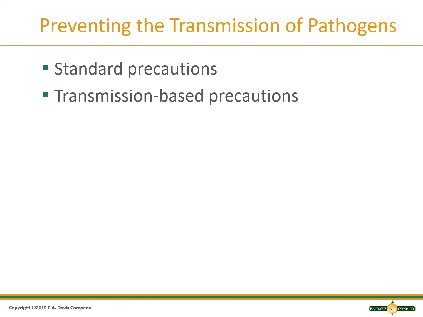Transmission-based precautions are used to prevent the spread of known infection to patients or healthcare staff. They are used when a patient has a communicable illness that can be spread through contact, through respiratory droplets, or through the air. Gowns, gloves, masks, eye protection, and possibly head covers are used to prevent transmission of pathogens.